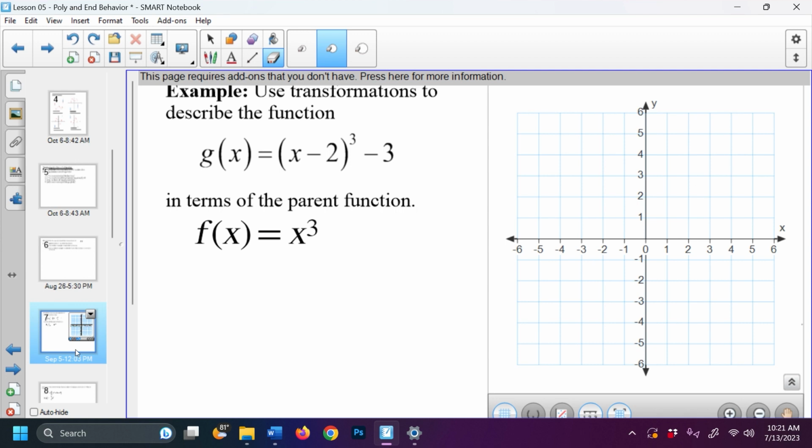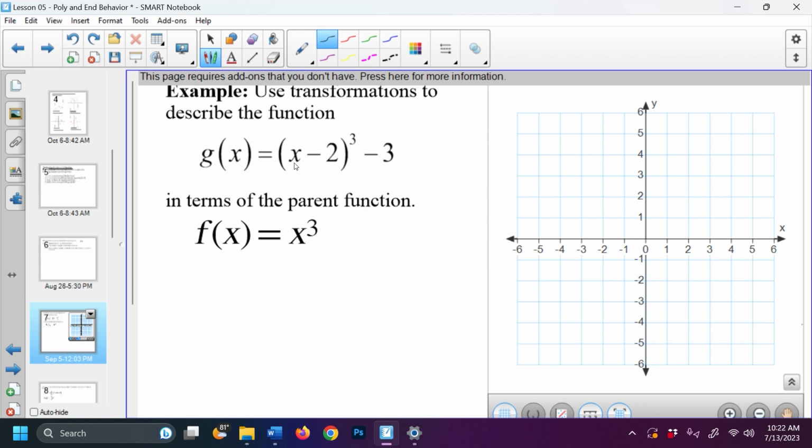So for my first example here, it says use transformations to describe the function, and we have g of x equals (x minus 2) to the third power minus 3, in terms of the parent function f of x equals x to the third. So I see two basic differences from the first function to the second function. The first one is this minus 2, and the second one is minus 3. And as we did all transformations in previous lessons, we'll pick a random number, plug in, and then we will list the transformations as they happen.